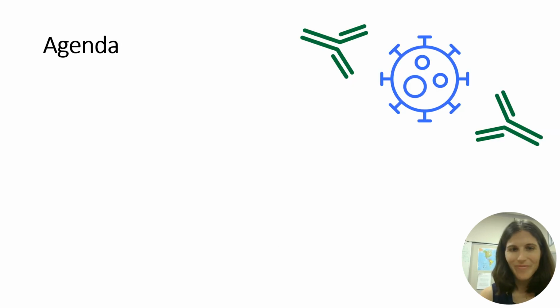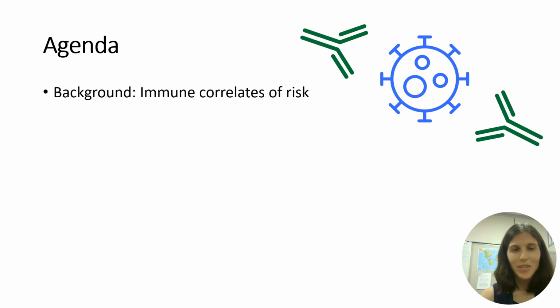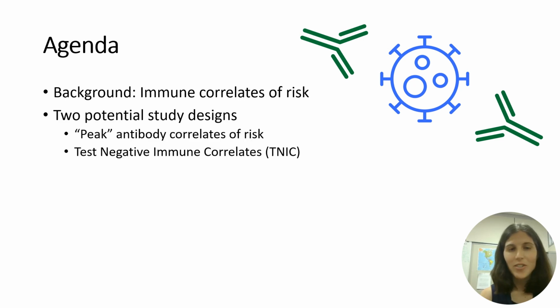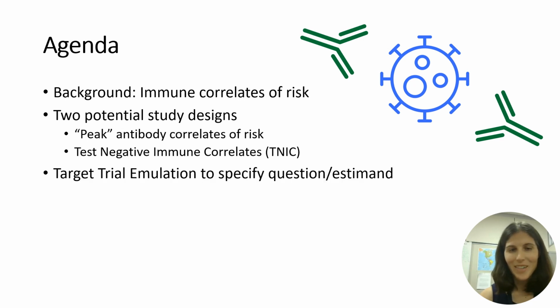So our agenda is that I'm going to give you some background on immune correlates of risk. I'll discuss two potential study designs, the peak antibody correlates of risk design and the test negative immune correlates design. I'll talk about target trial emulation to specify our question and the estimand that will answer that question.